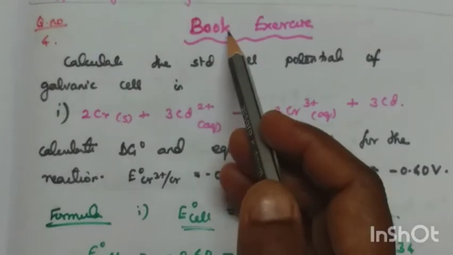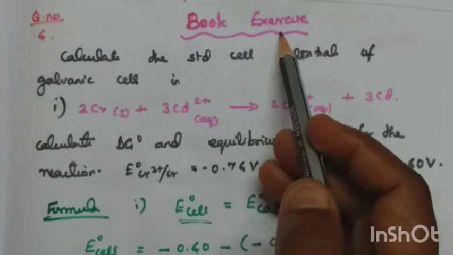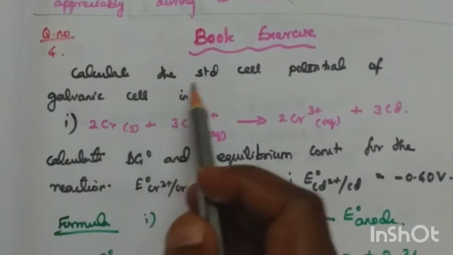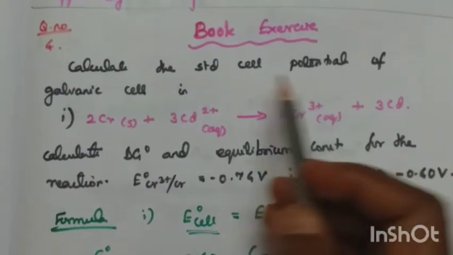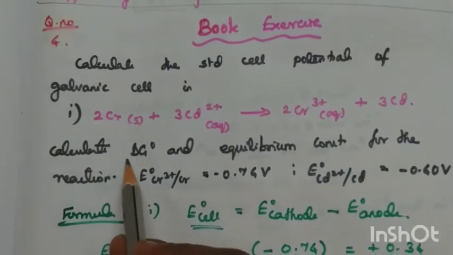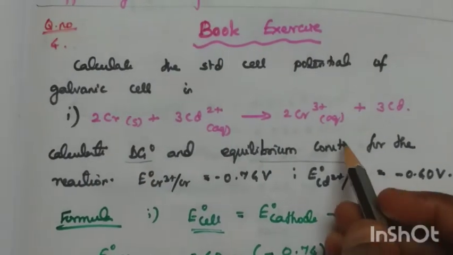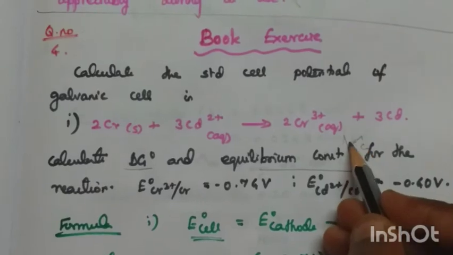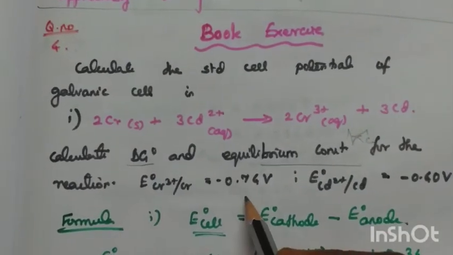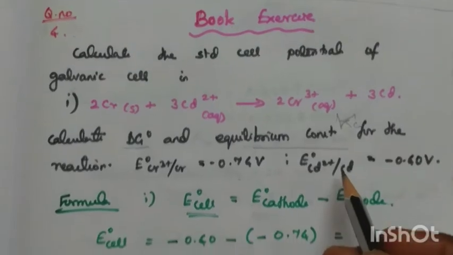Good morning students. Today we are going to see the problems in the book exercise, that is, first question number 4. Calculate the standard cell potential of the galvanic cell. Consider this overall reaction. Calculate the delta G naught and equilibrium constant. Equilibrium constant is nothing but Kc. And the given are the E naught value for chromium 3 plus and the E naught value for cadmium.